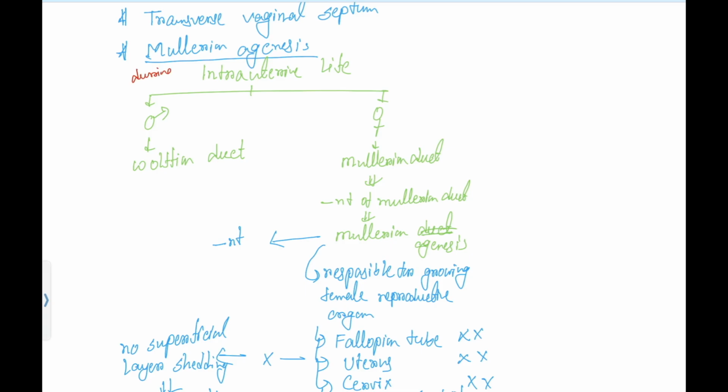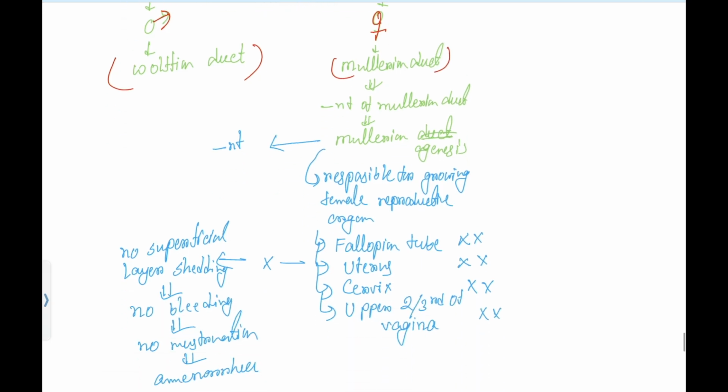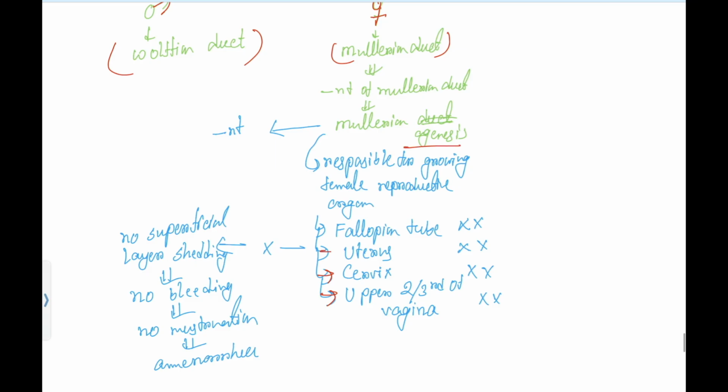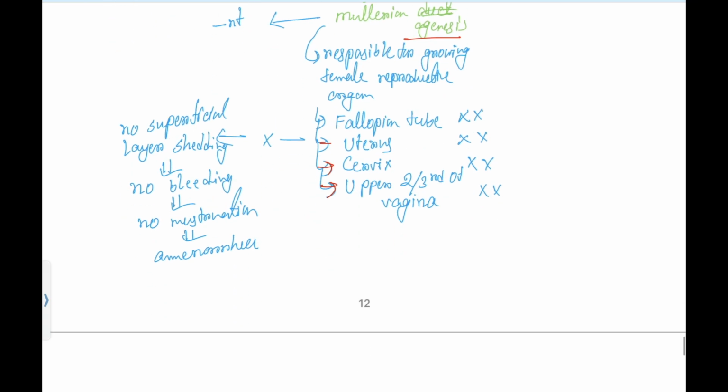What is Mullerian agenesis? During intrauterine life, males develop the Wolffian duct, and in a female fetus the Mullerian duct will develop. This Mullerian duct is responsible for growing the fallopian tube, uterus, cervix and upper 2/3 of vagina. If Mullerian agenesis is there, that means absence of the Mullerian duct, then all those organs will be absent in the female fetus. As a result, if no uterus is present, there will be no superficial layer shedding. If there is no shedding, there is no bleeding. If there is no bleeding, there is no menstruation. As a result, amenorrhea will be there. So these all are the causes of primary amenorrhea.